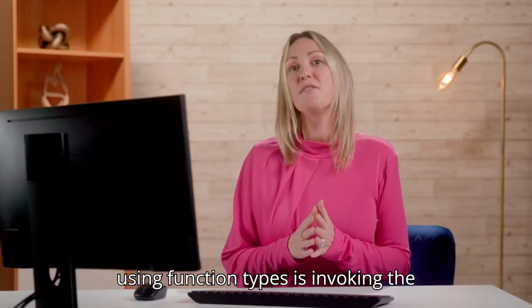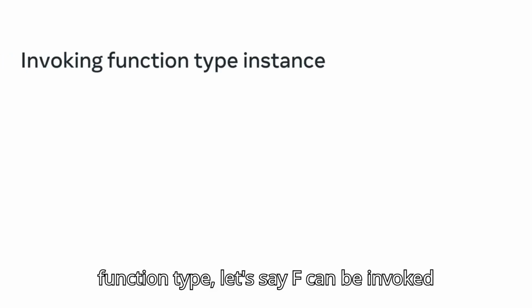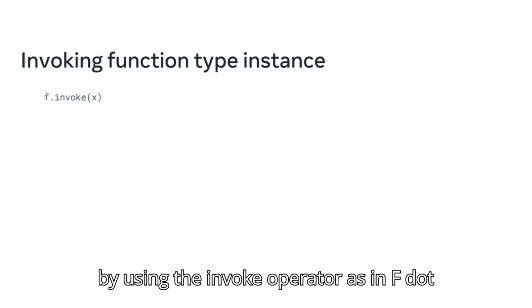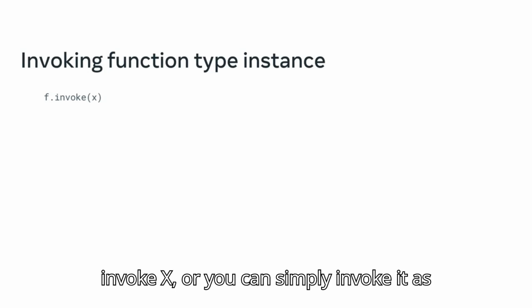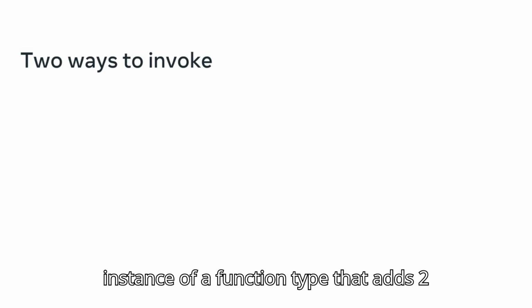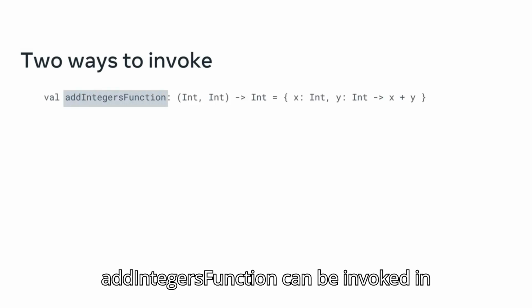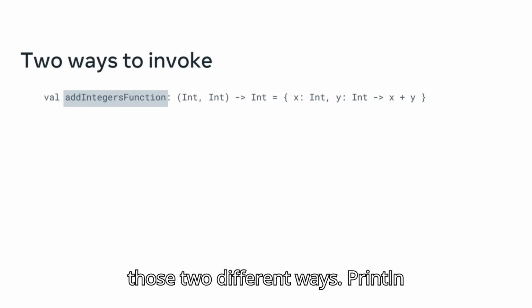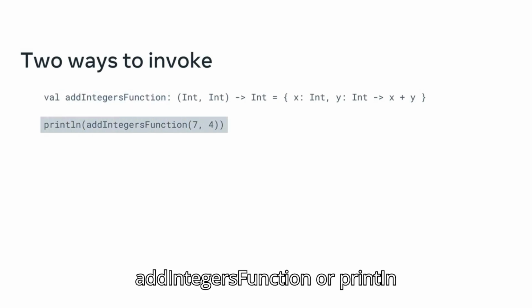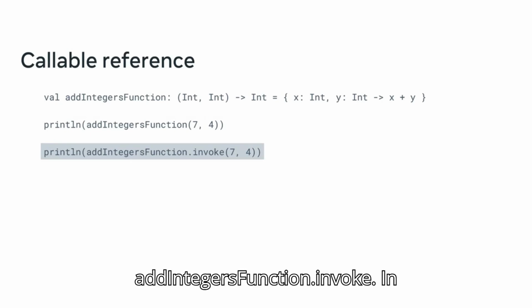The last step to using function types is invoking the function type instances. An instance of function type, let's say f, can be invoked by using the invoke operator, as in f.invoke(x), or you can simply invoke it as f(x). For example, an instance of a function type that adds two integers, stored in a variable addIntegersFunction, can be invoked in those two different ways: println(addIntegersFunction(...)) or println(addIntegersFunction.invoke(...)).